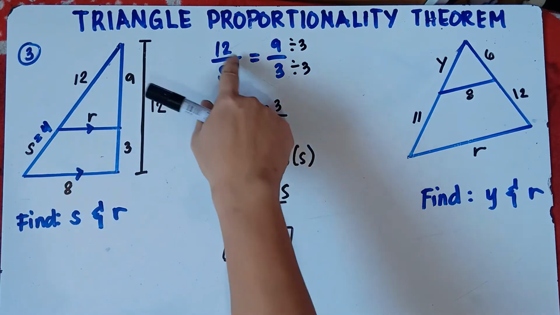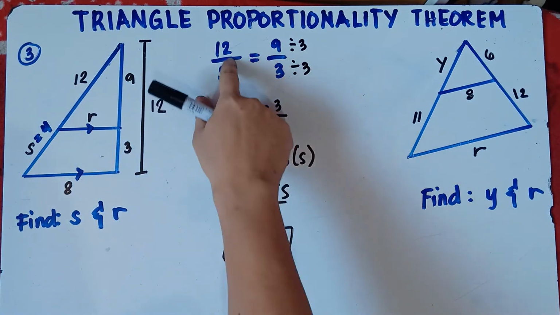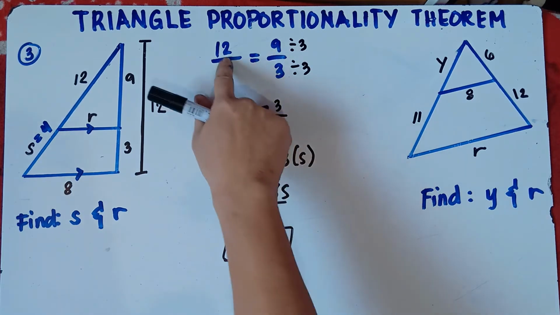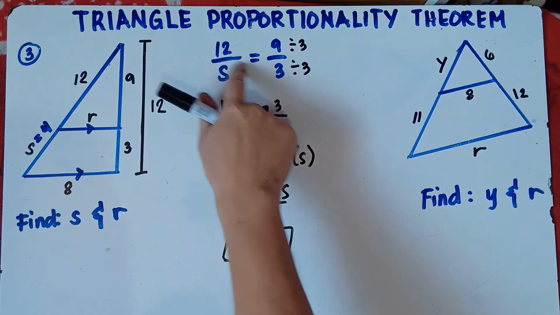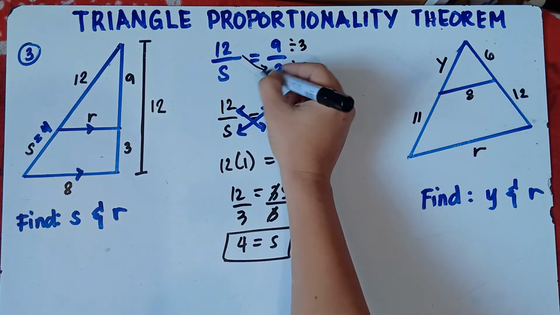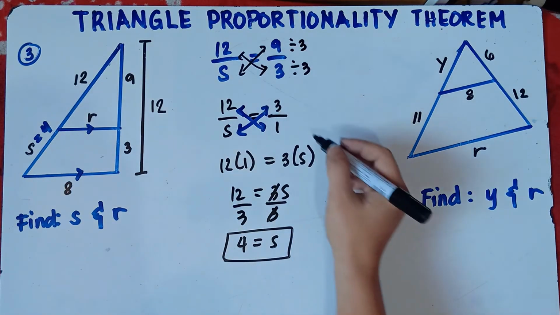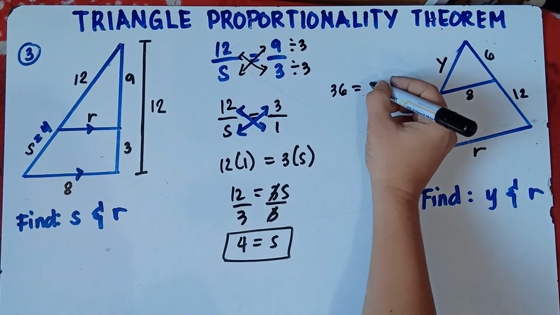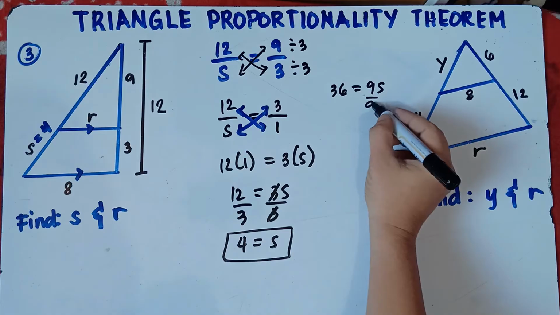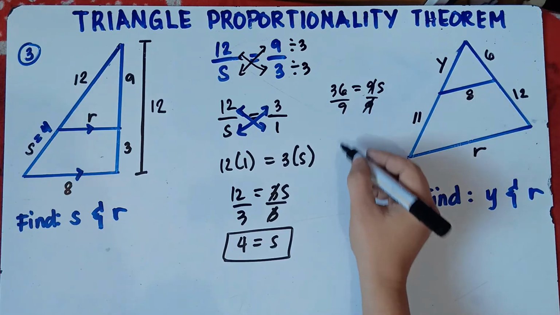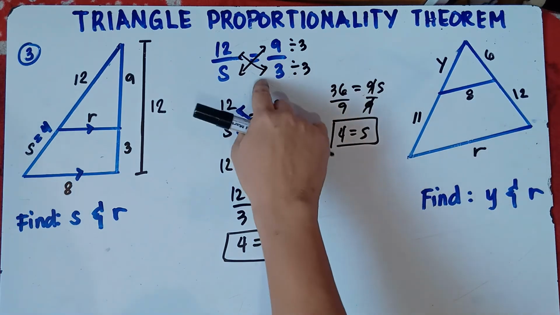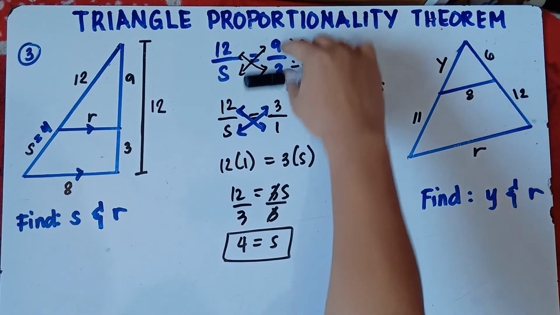Now, in this scenario, class, you can just also do cross multiplication directly because 9 and 3, these are just small numbers. So if you cross multiply, let's check if we have the same answer. 12 times 3, that is 36, is equals to 9 times S, that is 9S. Divide by 9 to cancel this out. 36 divided by 9, that is 4, then S. So you can just simply cross multiply because these are just small numbers, 9 and 3.